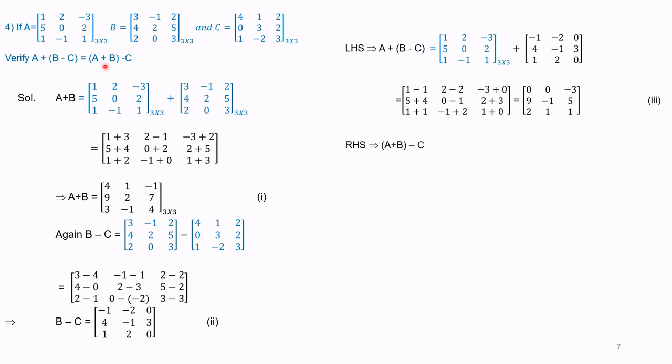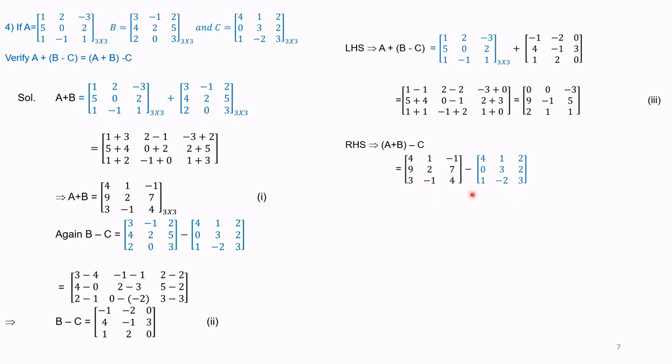So on the right hand side, we have to find A plus B minus C. A plus B we have found from equation 1. C is a given matrix here. So let us write it. Therefore, it is copied as it is: 4, 1, minus 1, 9, 2, 7, 3, minus 1, 4. This is as it is, we have copied from equation 1. Minus is asked in the question. C is also given. C is written as 4, 1, 2, 0, 3, 2, 1, minus 2, 3. See, I have written the C in blue, indicating that it is given in the question.